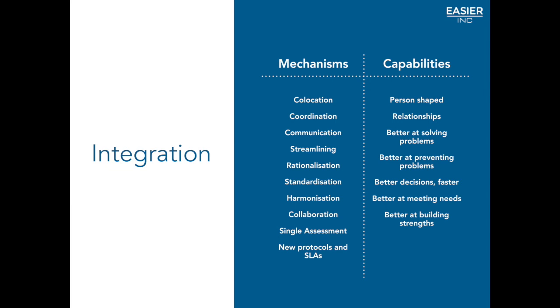Are we better at building relationships of trust? Or are we simply conducting assessments that are quite transactional? Are we getting better at solving problems and preventing problems, at making better decisions faster, at meeting needs more reliably, or at building people's strengths? These are the capabilities that we need to build. And the stuff that's in the mechanisms column may have a contribution to helping us build those capabilities, but may be also completely spurious to it.